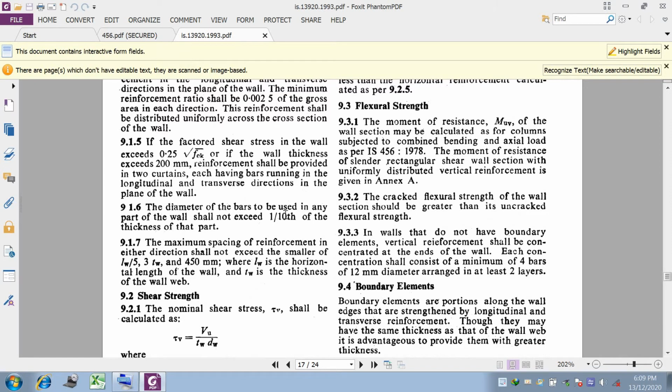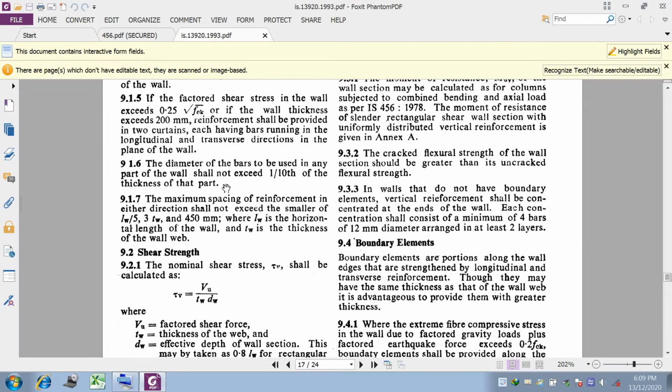Then the diameter of the bar used in any part of the wall shall not exceed 1/10 of the thickness of that part, and the maximum spacing of the reinforcement in either direction shall not exceed the smallest of Lw/5, 3Tw, and 450 mm, whichever is smaller, where Lw is the horizontal length of the wall and Tw is the thickness of the wall.